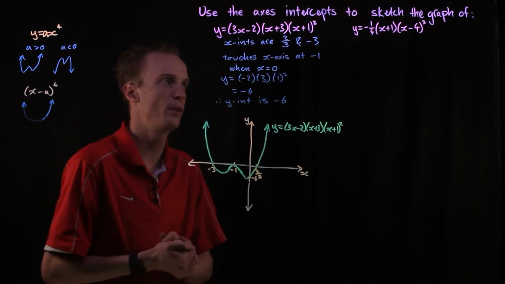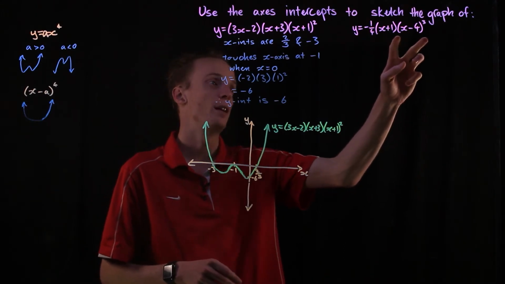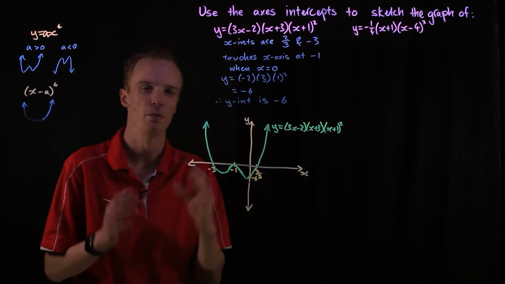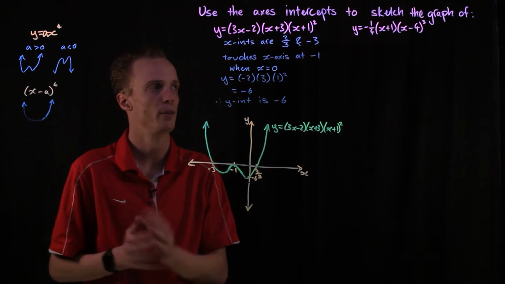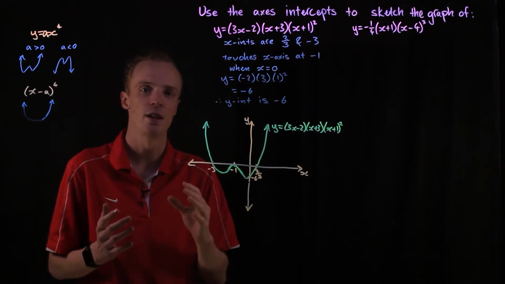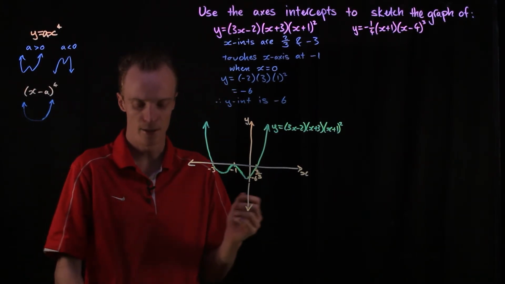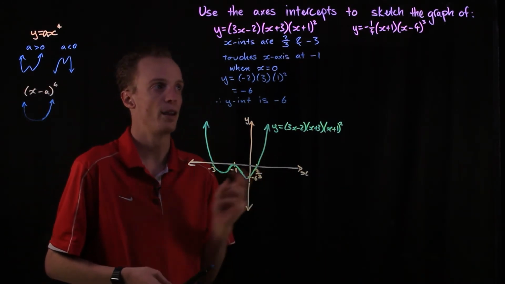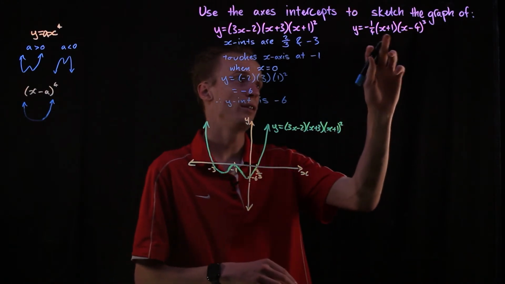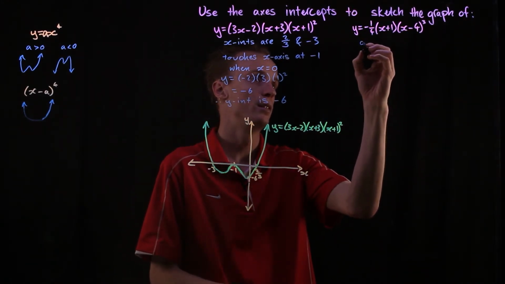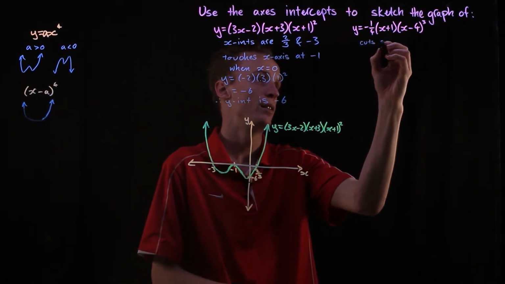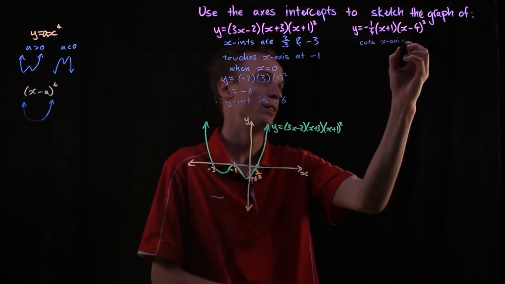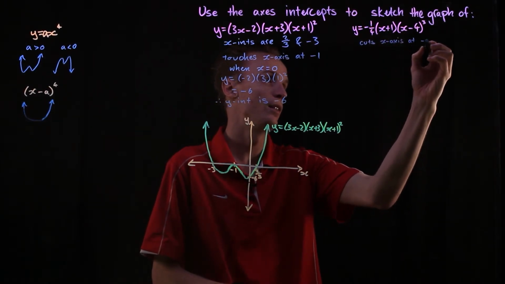Let's take a look at one more example, but in this example I've now got a cubed linear factor. So remembering that a cubed linear factor from our previous video is where it's going to have a stationary point of inflection. So let's go through this now. The very first thing is let's describe how it's interacting with the x-axis. So we know that it's going to cut at -1. So cuts x-axis at -1.